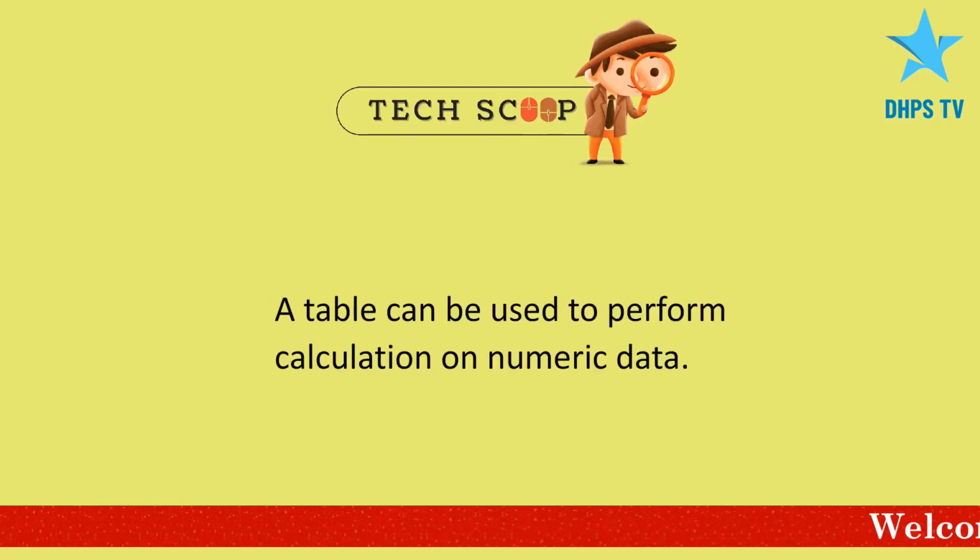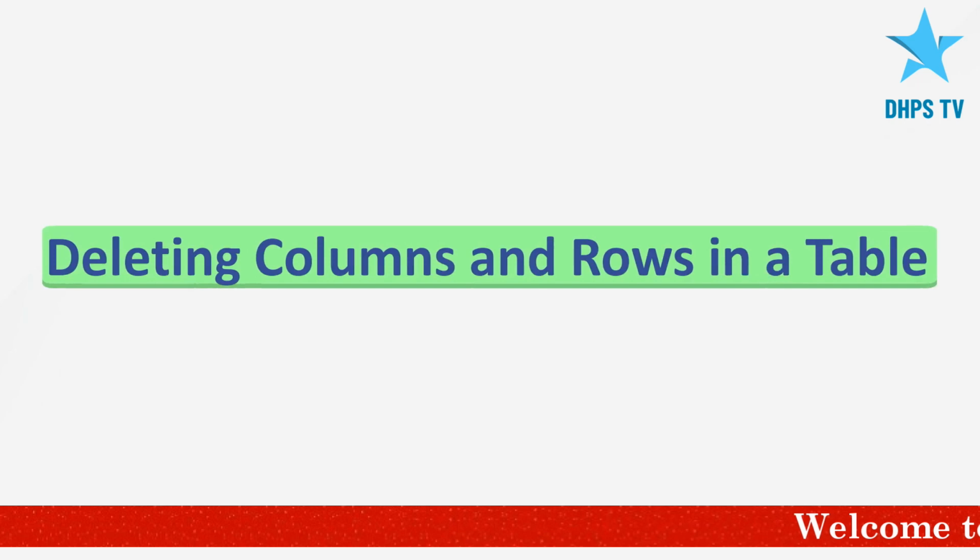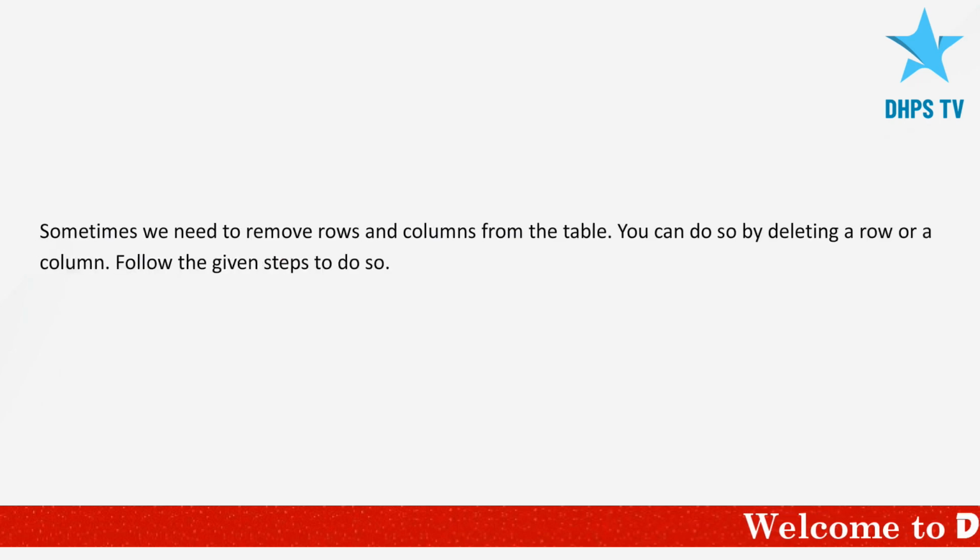TechScoop. A table can be used to perform calculation on numeric data. Deleting columns and rows in a table. Sometimes we need to remove rows and columns from the table. You can do so by deleting a row or a column. Follow the given steps to do so.